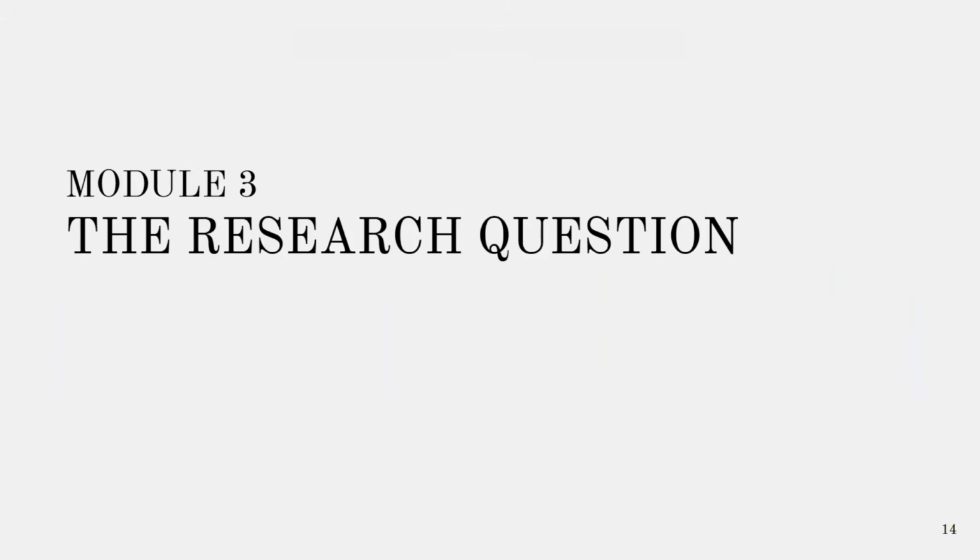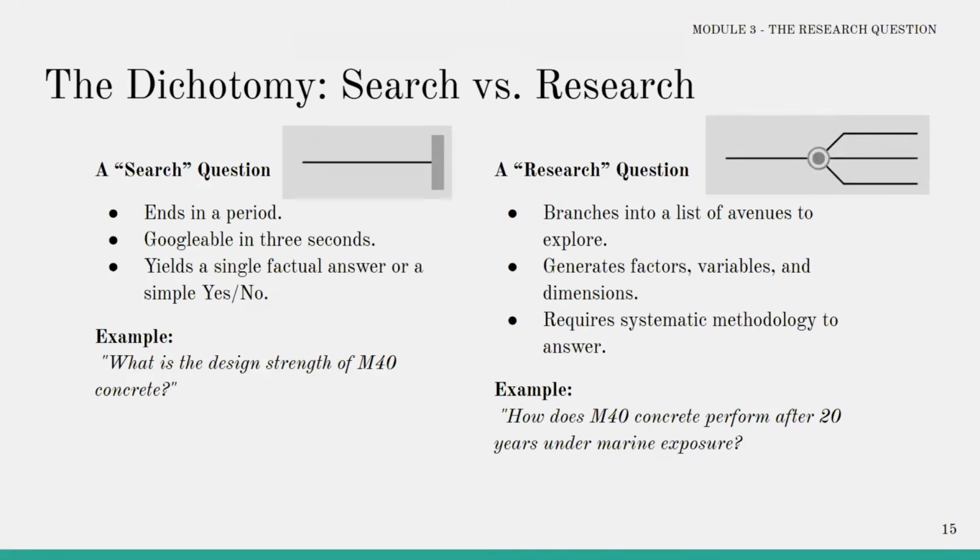Finally, the third module is the research question, a very important thing for initiating a research. There is a dichotomy between research and search. So what is just a search? It ends in a period and it's Googleable in 3 seconds. You will get the answer, and it yields a single factual answer or a simple yes or no. So these are just a simple search. For example, what is the design strength of M40 concrete?